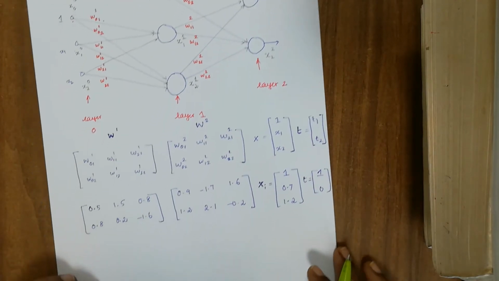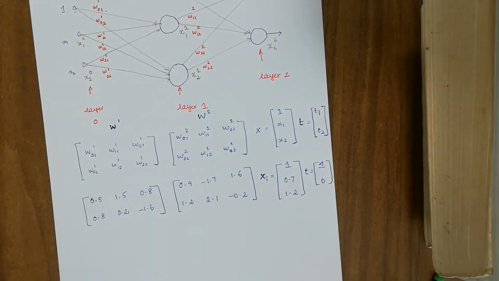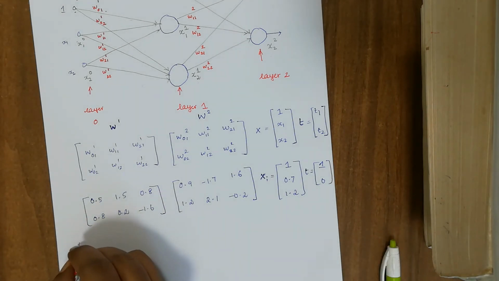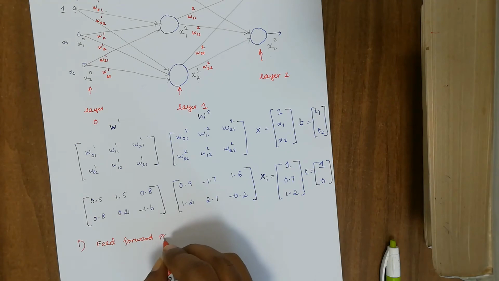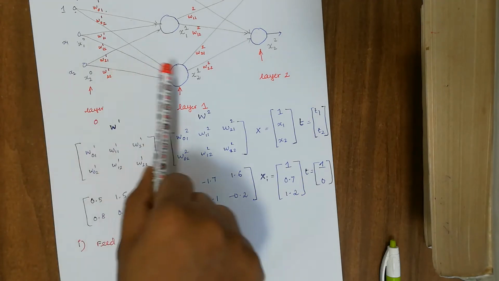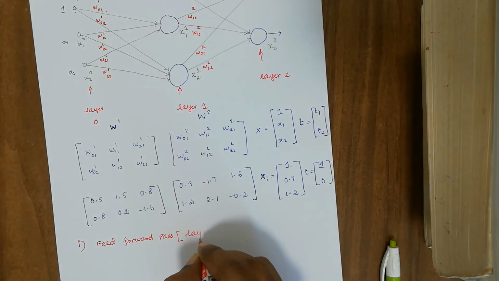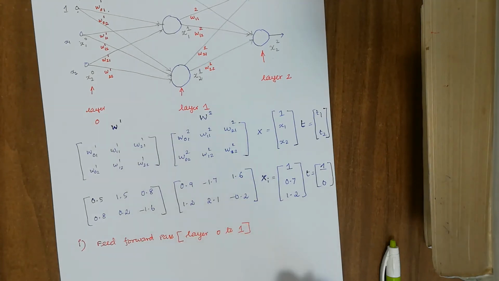So given these values, now let us proceed to see how to do the feed forward pass. Okay, so what is the first step? Step 1 is nothing but the feed forward pass. Feed forward pass from which layer to which layer? From layer 0 to 1. So we should also write layer 0 to 1. Now let us take that step.